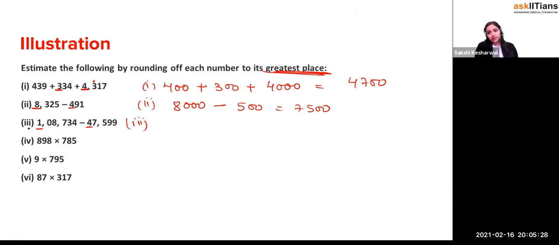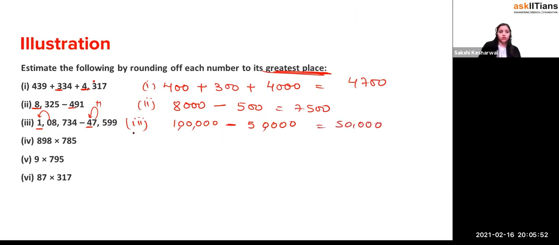Coming to the third part, the greatest place here will be lakhs. It will be approximated to lakhs, and this is a 0, so nothing will be added. So this is 1 lakh minus, and this will be approximated by adding 1 hundred because 7 is greater than 5. So this will be 5 followed by 3 zeros, right? So this is 1 lakh minus 50,000, which is equal to 50,000.